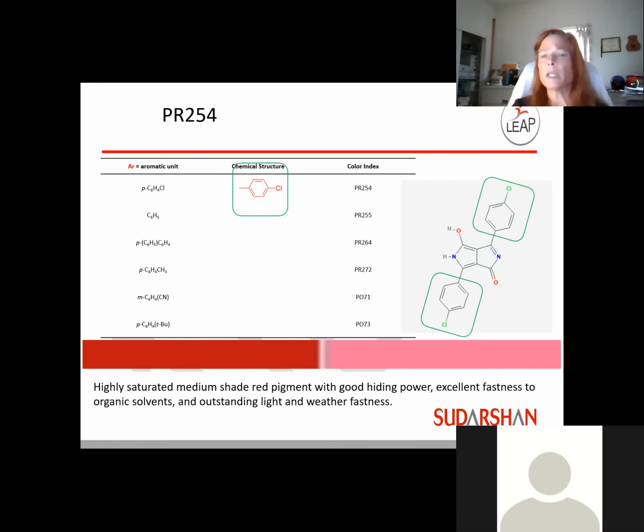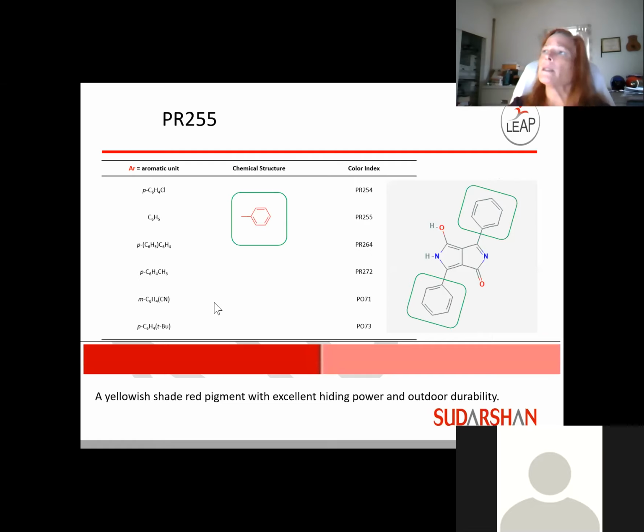One thing to note with this particular chemistry is that the weather fastness and durability is best at the near mass tone colors. When TiO2 is introduced into the formulation, the lighter the shade, or the more pastel the shade, the more impacted the durability will be because of the photodegradation aspect of TiO2 with this pigment.